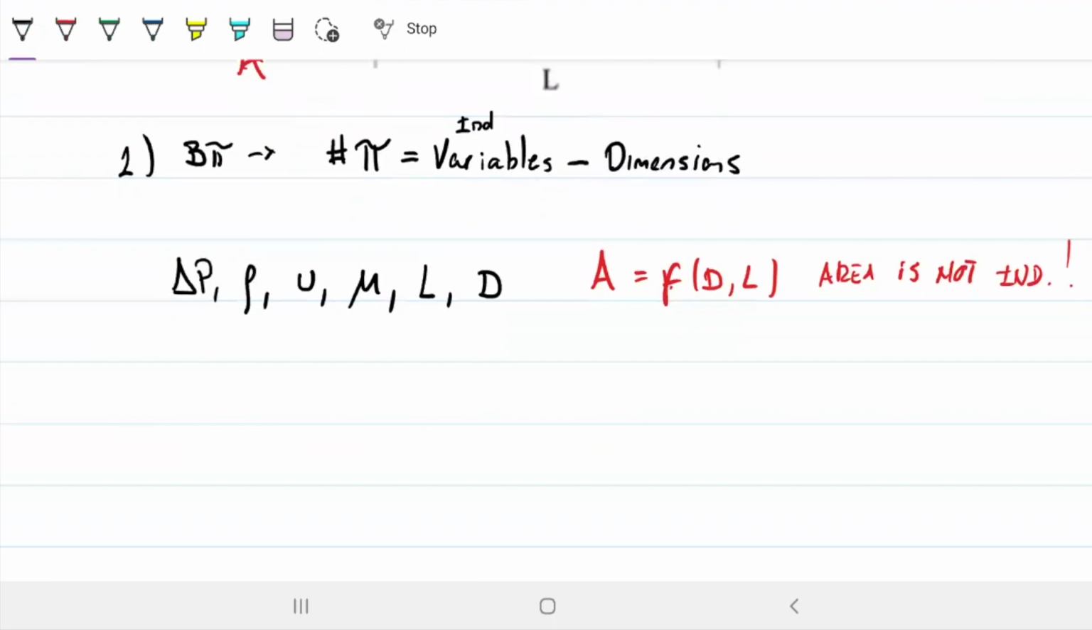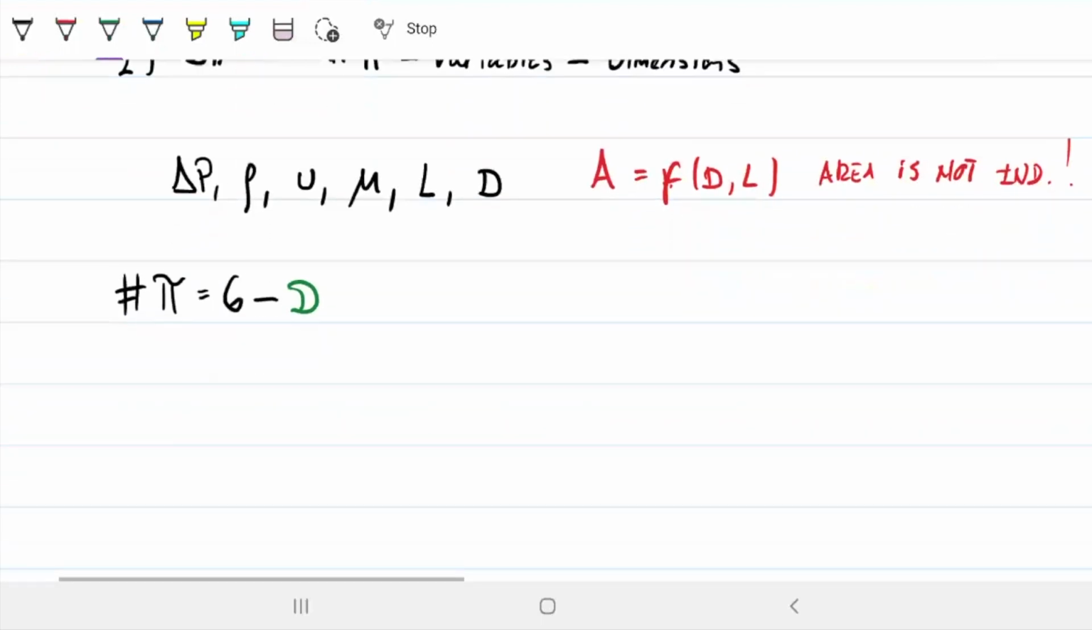Okay, so if we want to find out the number of pi groups that we have, we're going to have those 6 variables minus the number of dimensions. And to find the number of dimensions, what we do is we look into the units of all these variables and see what are the different dimensions that we have. Okay, what are dimensions? Well, those are the fundamental dimensions we work with. So we have mass, length, time, and temperature, and then we break them down. So let's do that. We break down each of our variables in terms of their dimensions.